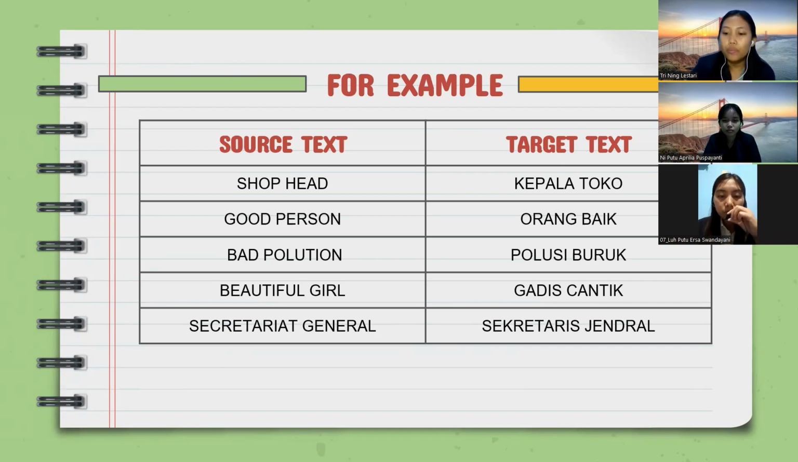Like I said before, adjective first and then noun. Like in the example, beautiful girl. Beautiful is an adjective, and then girl is a noun. And then good person too, like that. Good is an adjective and person is a noun, just like that, and so on.